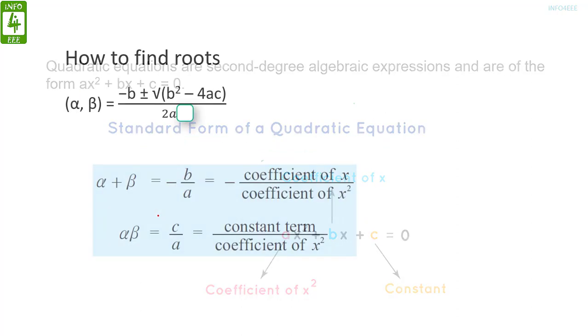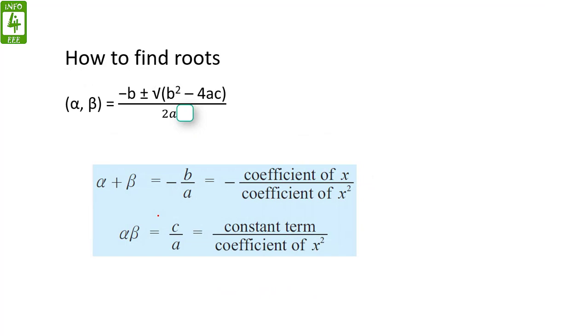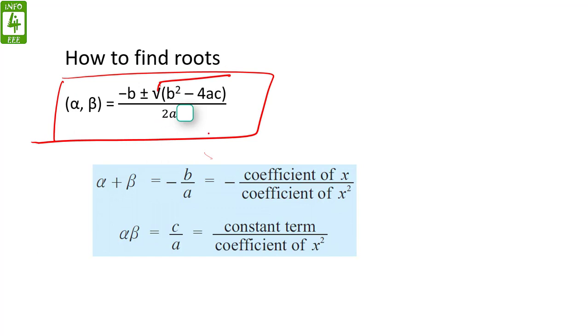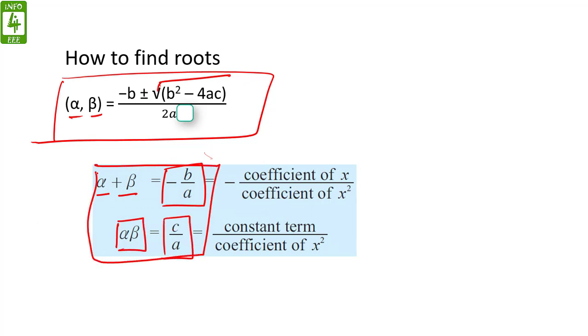Let's understand the significance of roots. The formula for finding the roots is x equals minus b plus minus under root b square minus 4ac upon 2a. And the roots whichever we calculate, the sum of those roots is equal to minus b upon a, and the product of roots is equal to c upon a as well. So these two formulas are very important.